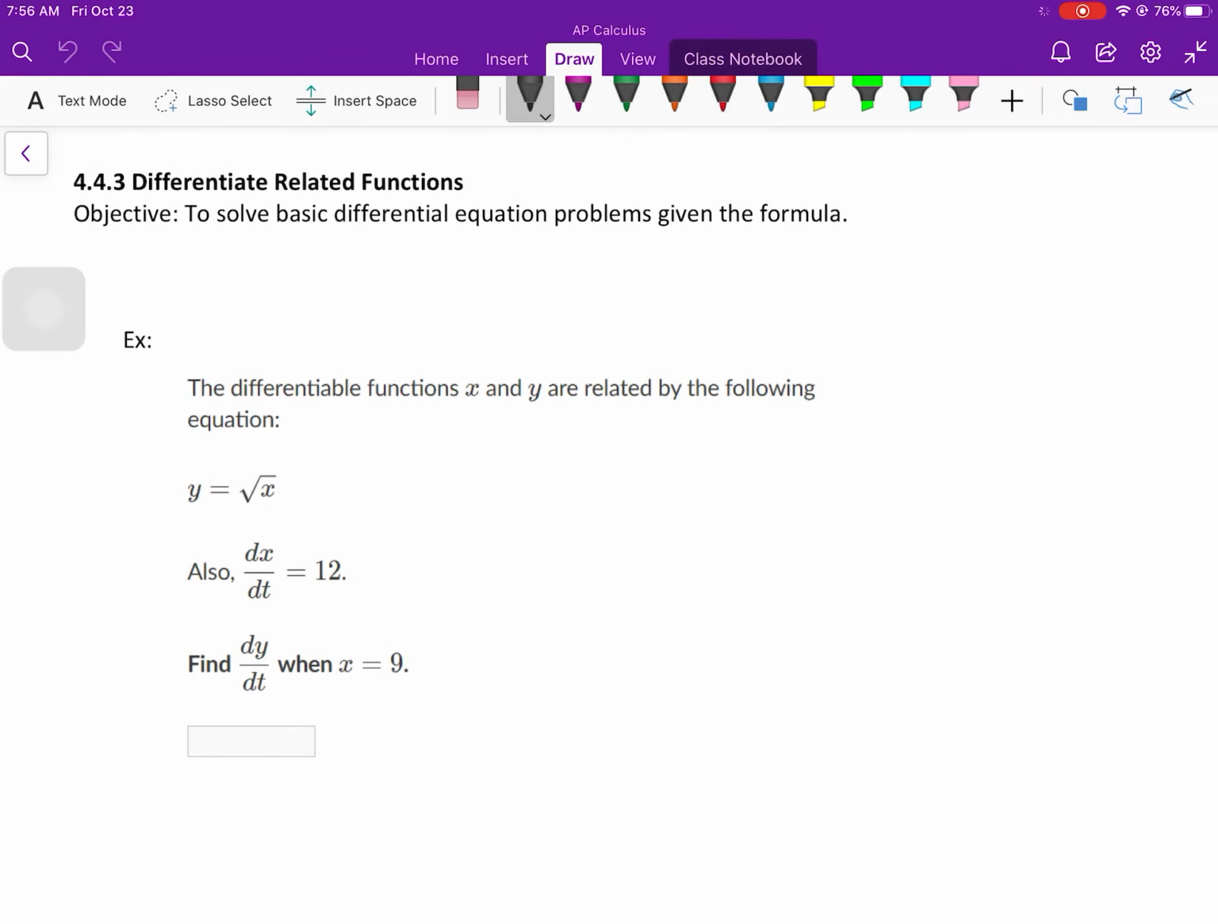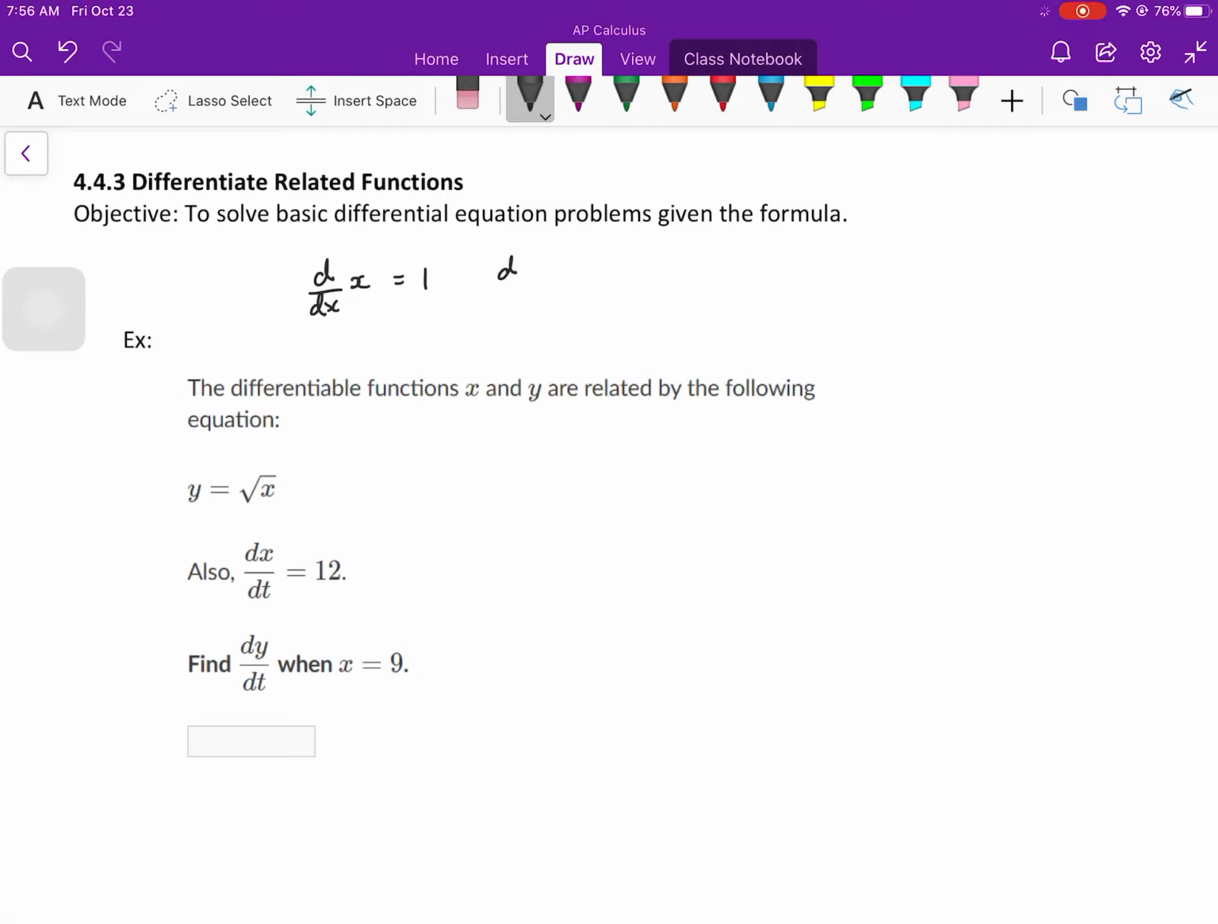So now we're going to differentiate related functions. This is probably the hardest part of related rates, getting this derivative down, and the idea of taking the derivative with respect to t instead of with respect to x. We're so used to taking the derivative with respect to x, and realize that d/dx of x just ends up being 1. So the x goes away.